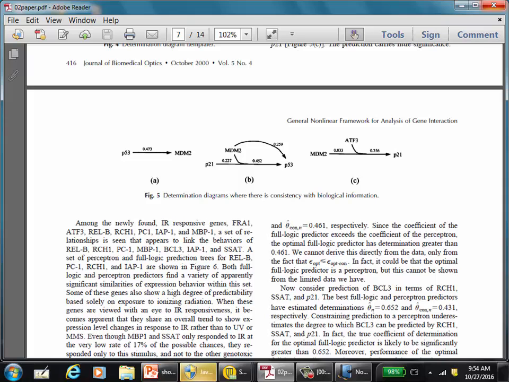Okay, that's this figure, right? I think this is P21, MDM2, and then P53. So we were saying that the COD for P21 predicting P53 is 0.227, MDM2 predicting P53 was 0.259, and the other one, when you use two of them together, it's 0.452, right? This is stuff that we have discussed. So now I just filled in the details to show you how they come up with these numbers, all right?